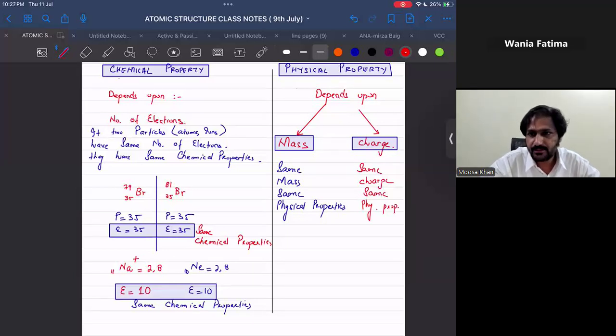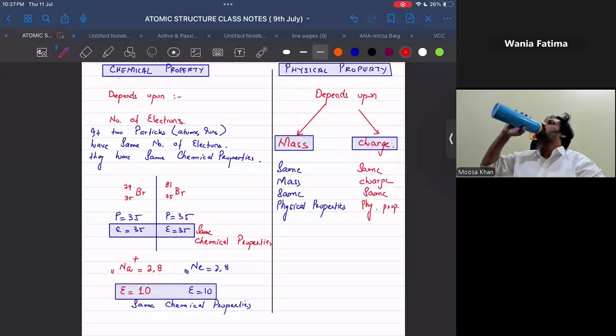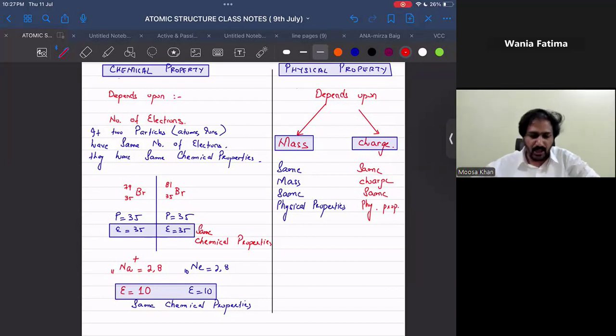G1 here. Asking something? सर मैं पूछी थी अगर खाली मास सेम हो और चार्ज डिफरेंट हो तो भी सेम फिजिकल प्रॉपर्टीज होंगी. दोनों का सेम होना जरूरी है.